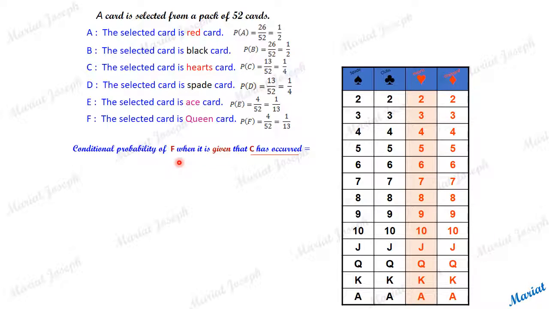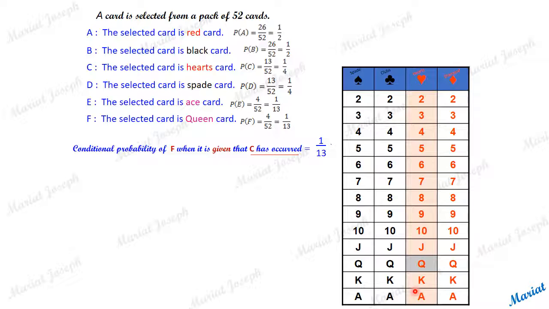If we already know C has happened, we know the card is one of these 13 cards. Now, out of these 13 cards, what's the chance that the selected card is a queen? That is F. There is only one queen in it. So the probability is this one out of these 13. Notice that we are speaking about only these 13. So the sample space is now considered only this much, since it is known that C has happened. So the probability will be 1 upon 13.